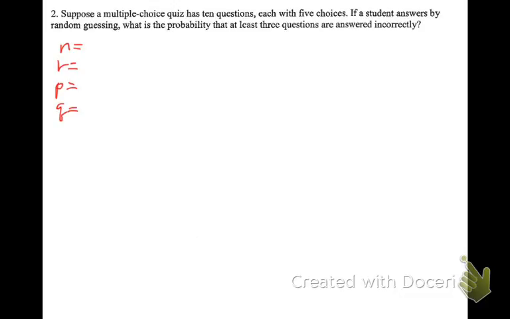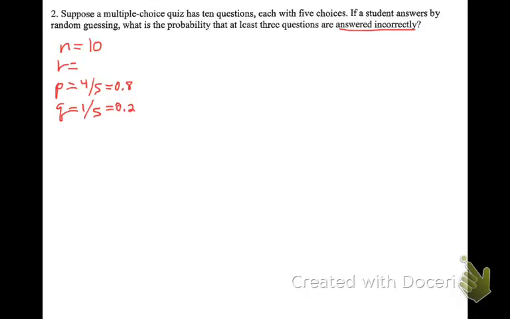Now we have a multiple choice quiz that has 10 questions, so our N is going to be 10. There's 5 choices, so the chance of getting a correct answer is 1 out of 5, and an incorrect answer is 4 out of 5. We're looking at the probability of incorrectly answering questions, so I'm going to use my p-value as the 4 out of the 5, and therefore my q is going to be 1 out of the 5. You could also write that as a decimal if you choose to, 0.8 and 0.2.